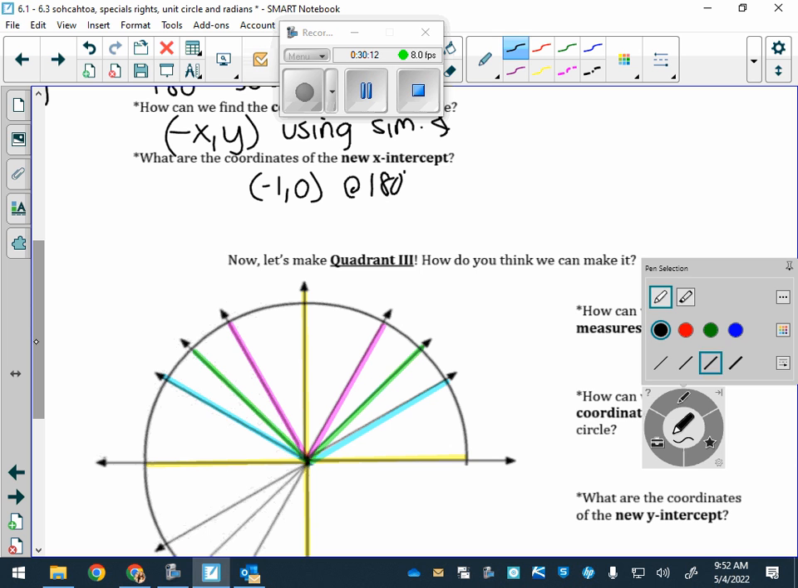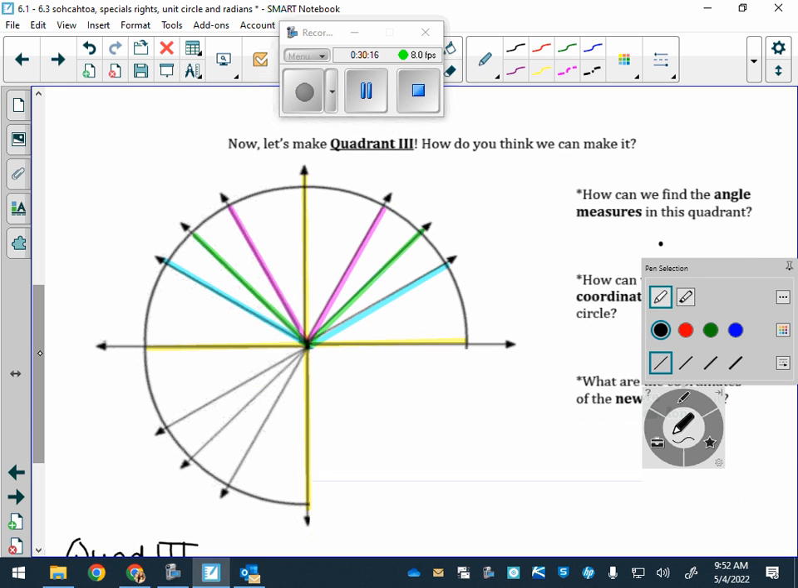Quadrant 1 and 2, we should be filling out. It's a lot of repetition.